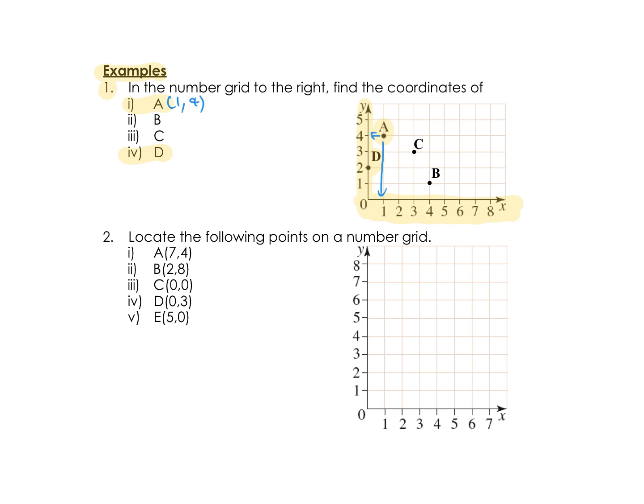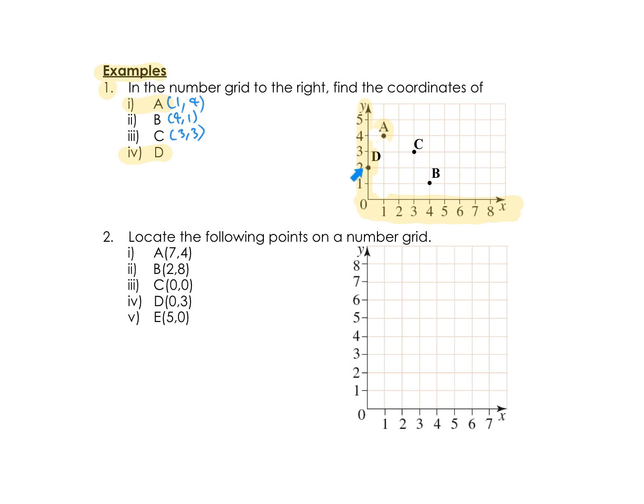I was trying to erase these little arrows because it's going to make it really hard to see later on. Okay, next, B. The x coordinate is 4 and the y coordinate is 1. X goes first, y goes second. For C, the x coordinate is 3, the y coordinate is 3. So it is 3, 3.